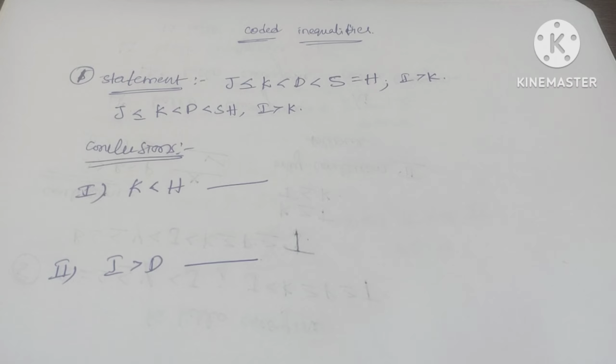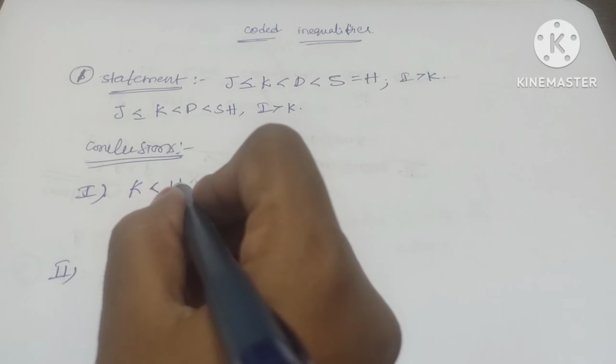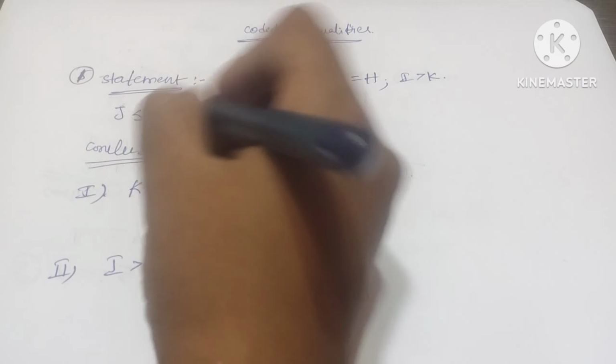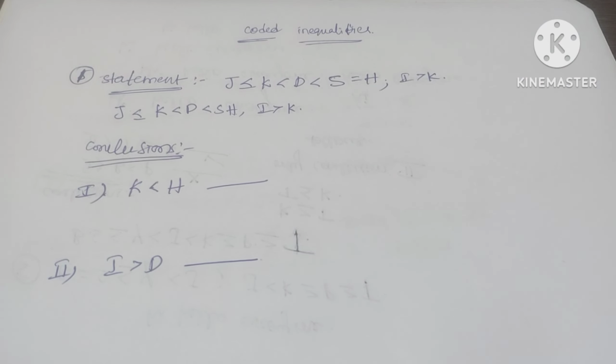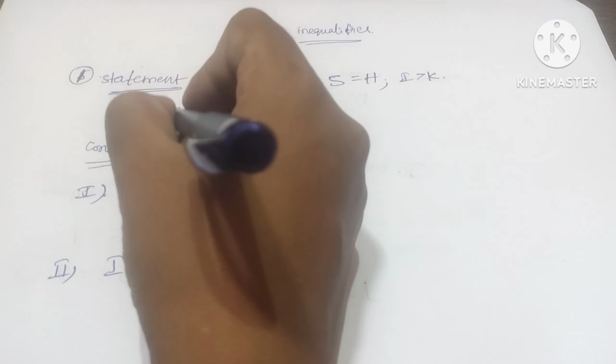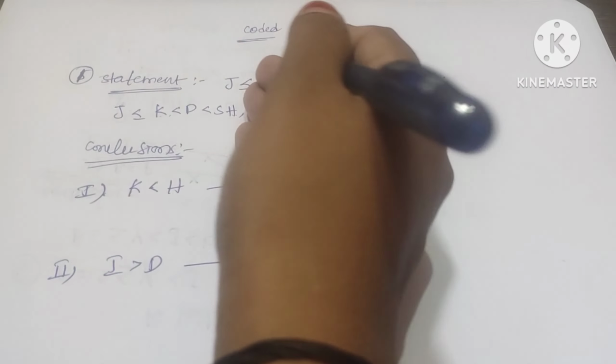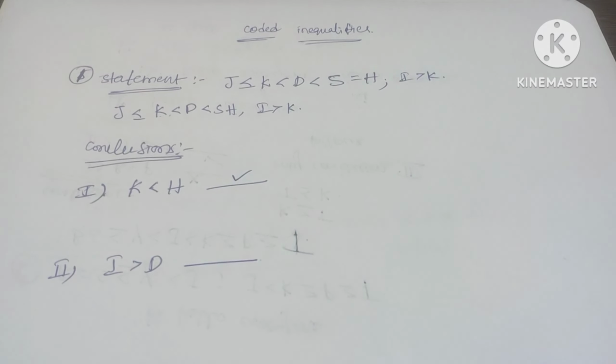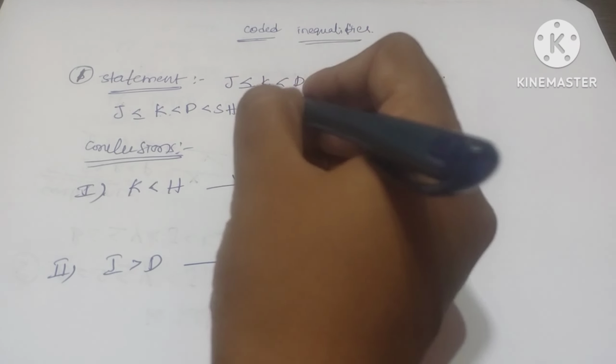Now, what is the conclusion? K is less than H. K is here, H is here. There is no need to go to the second statement because both K and H are in a single statement, so we can solve it very easily. Between K and H we have to see whether the symbols are similar or dissimilar. Here, between K and H both symbols are less than, so K less than H is correct. Conclusion 1 follows.